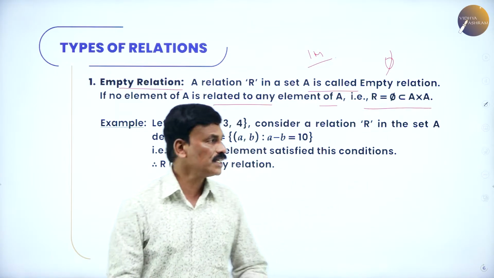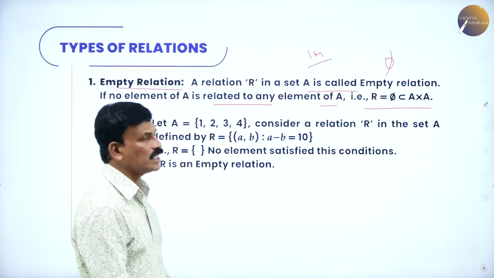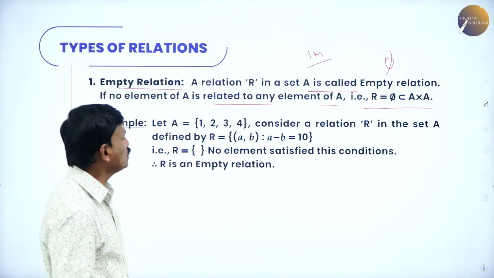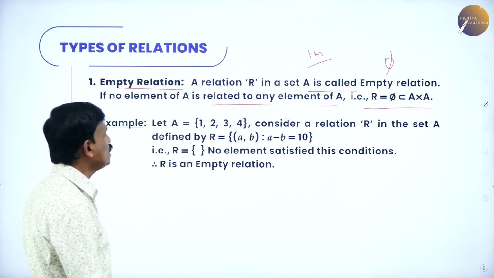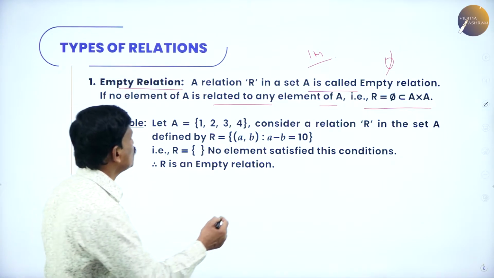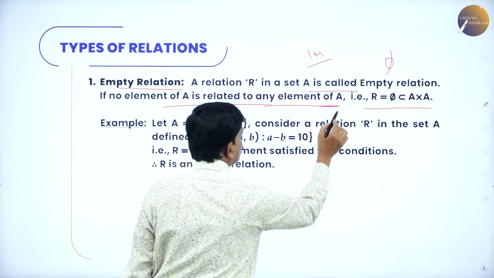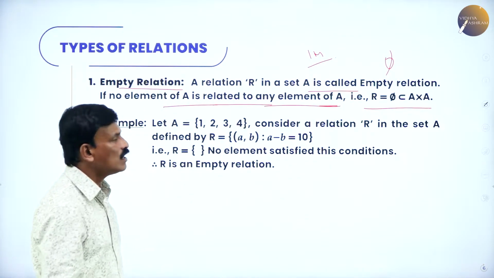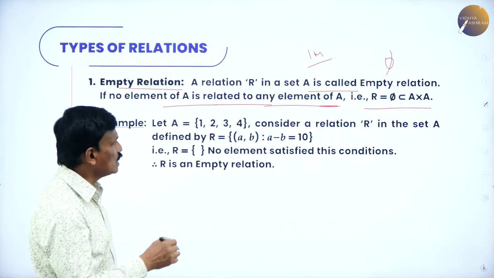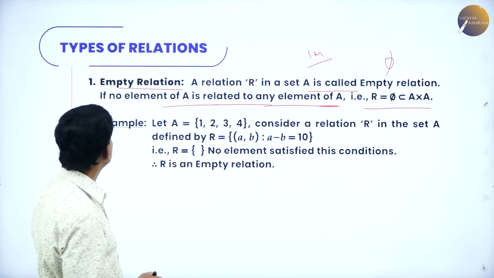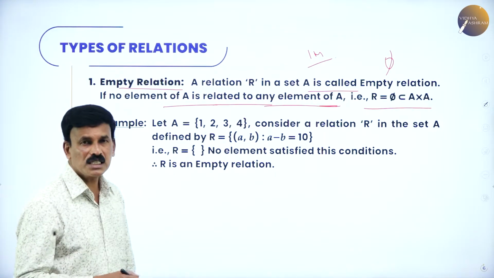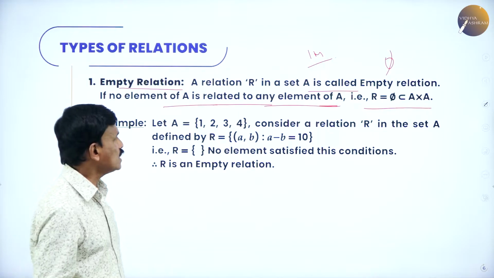So, a relation R on a set A is called an empty relation if no element of A is related to any element of A. That is, a relation R is equal to the null set, the empty relation, which is a subset of A cross A.